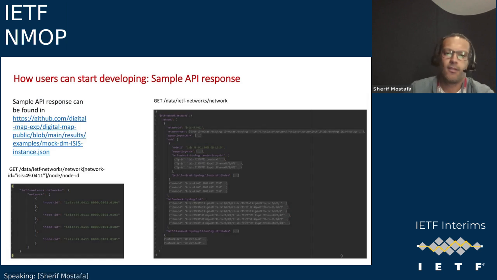This is an example of the API response. On the right here, you see the full one. This is showing the network ID, all the supporting networks, and then inside you see the nodes. Here you see the nodes. For example, we named them like ISIS something. This is basically from the mapping file.